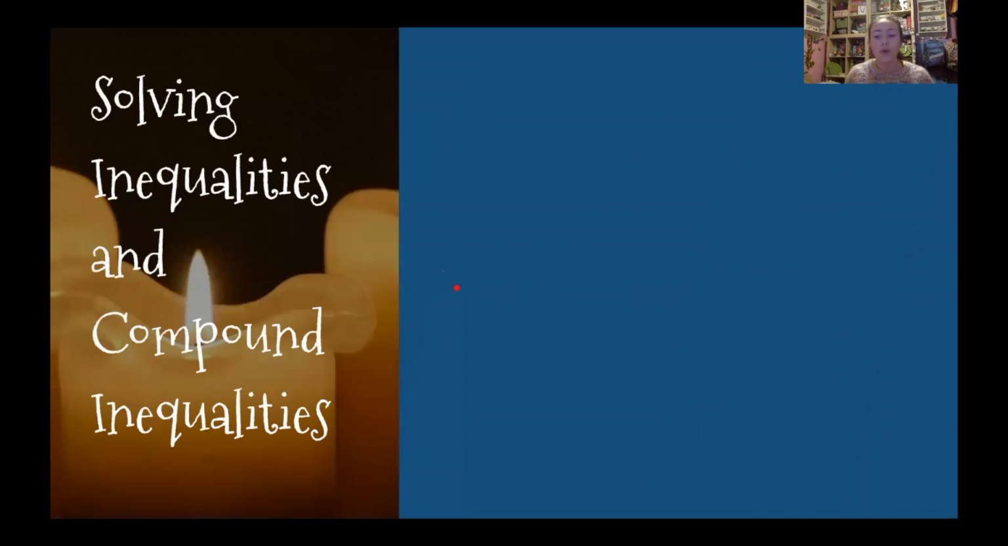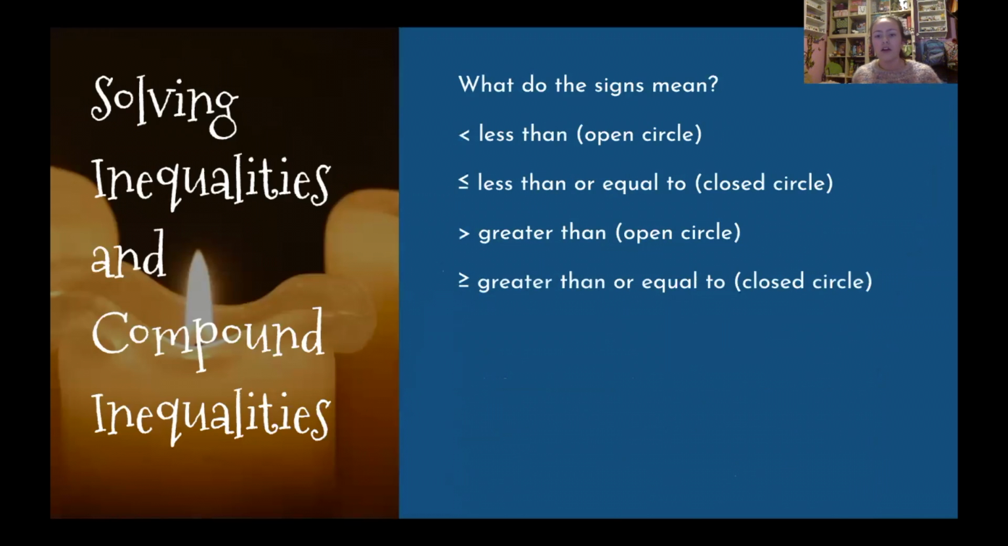Okay, so now we're going to be doing solving inequalities and compound inequalities. So what do the signs mean in inequalities? Here we go. This sign is less than, and it would be an open circle on a graph, which I will show you later. Then this symbol is less than or equal to. It has the line under it, and that means it could be equal to the number, but it's also less. And that would be a closed circle because it has the line under it. The greater than is an open circle, and this would be greater than or equal to, which is a closed circle.